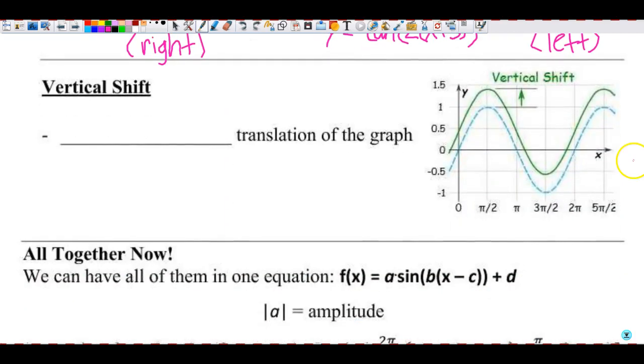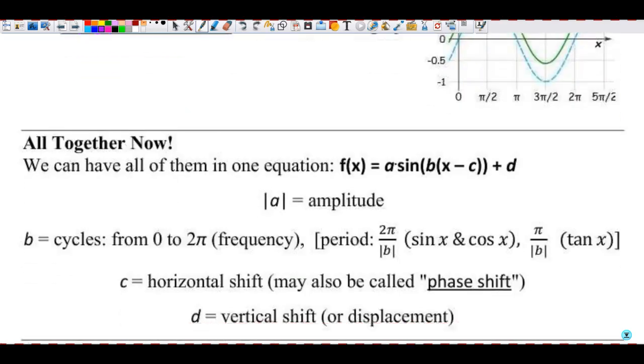All right. So then we have a vertical shift. So our vertical shift is our D. And this is just what it sounds like. It is the vertical translation of the graph, shifting it up and down just like you're used to with the other parent functions. Okay, so all together now.